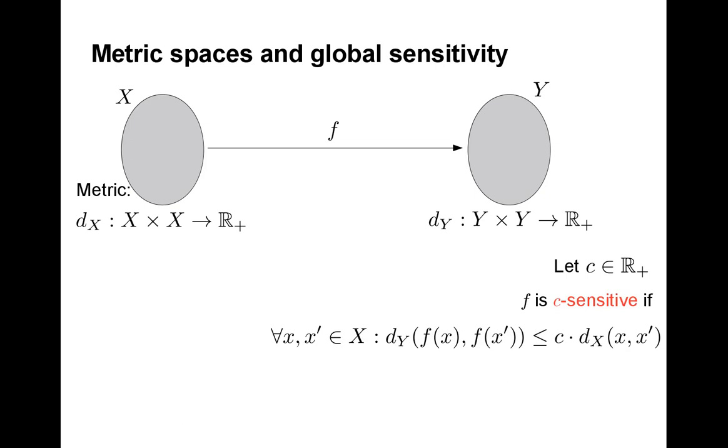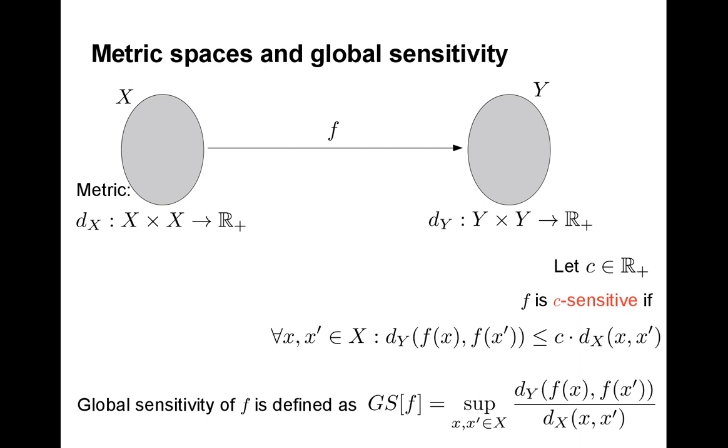And we define that the function F is C-sensitive for a real number C if the change in the function values cannot be more than C times the change in the values of arguments. And this applies for any two points in the domain of F. So to the word, we say that the global sensitivity of F is the supremum of the following formula, where we divide the change in function values by the change in arguments.